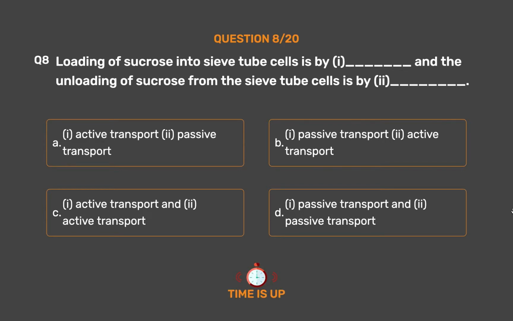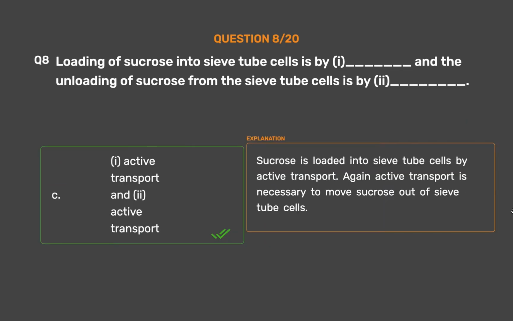The correct answer is option C. 1. Active transport and 2. Active transport. Sucrose is loaded into sieve tube cells by active transport. Again, active transport is necessary to move sucrose out of sieve tube cells.